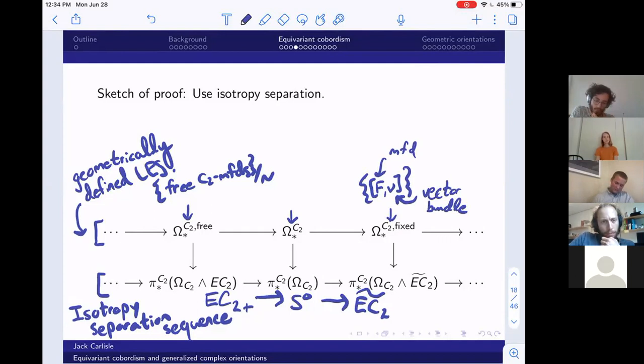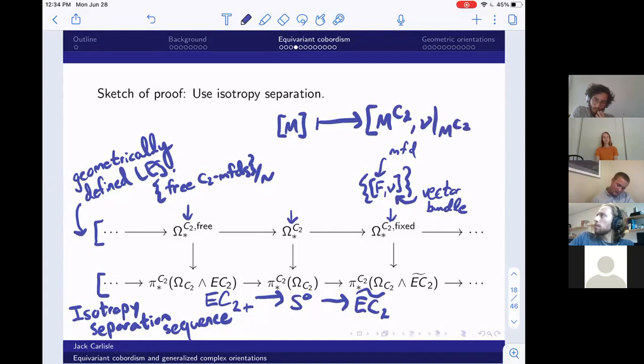But the point is that this map that goes from the cobordism ring of C2 manifolds to this fixed point cobordism ring takes a C2 manifold M and maps it to the class of the fixed point locus, together with the normal bundle of the fixed point locus. So the idea here is that if we take our C2 manifold M, then when we map it over to the fixed point bordism ring, we're retaining the data of the fixed point submanifold together with how it sits inside of the actual C2 manifold. That data is encapsulated in the normal bundle.